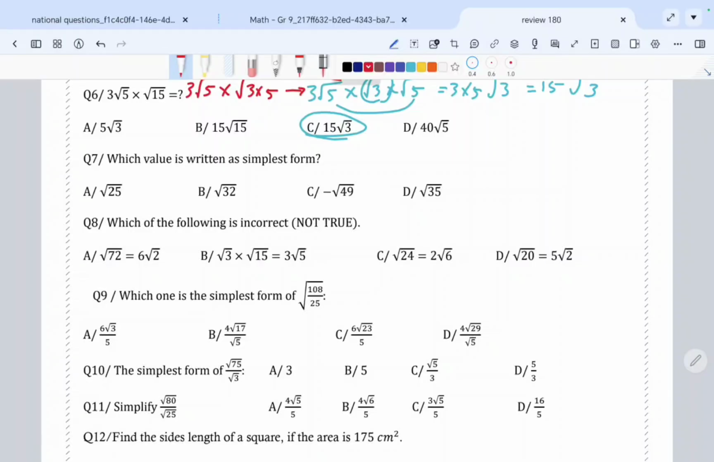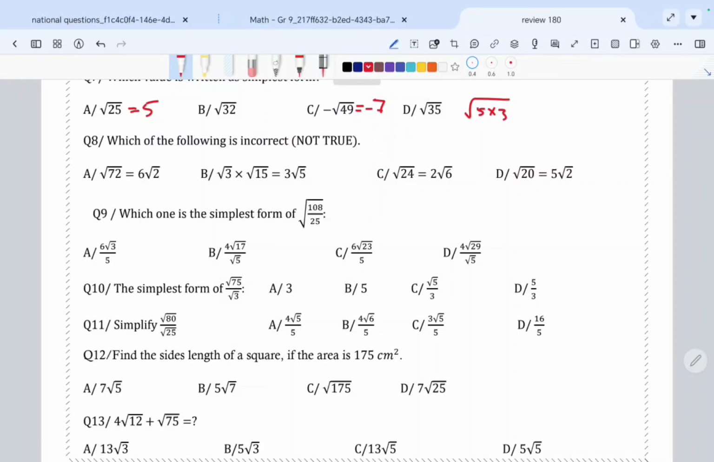Which value is written in simplest form? You know simplest form is, for example, the square root of 25 is a perfect square, equal to 5. For 32, why is it not in simplest form? Because 4 times 8 equals 32, and you can change 8 to 2 times 4. It will be 4 the square root of 2. Even negative the square root of 49 is equal to negative 7. 35 is in simplest form. Why? Because only 5 times 7 equals 35, and none of them is a perfect square.